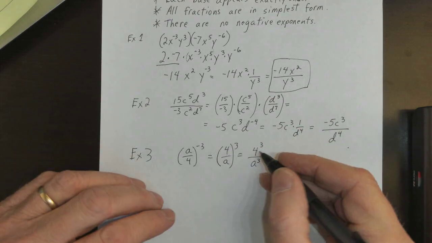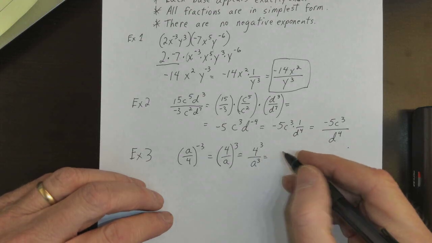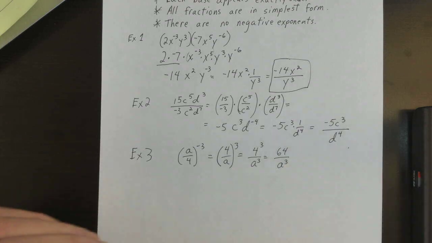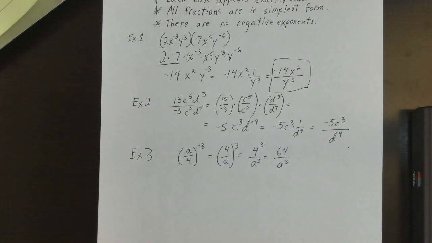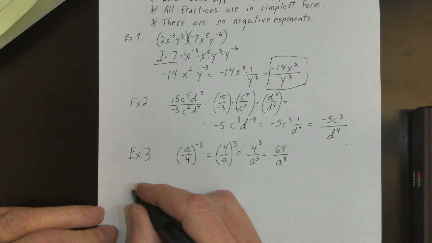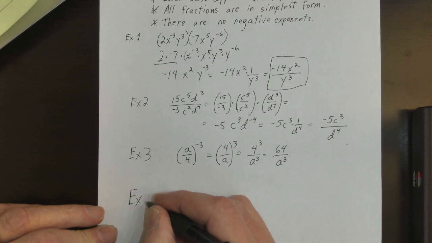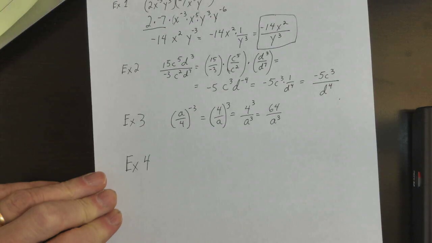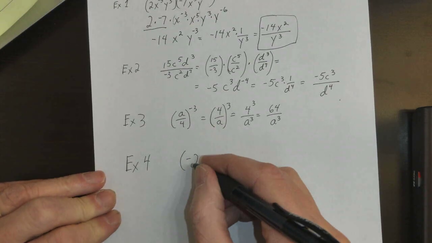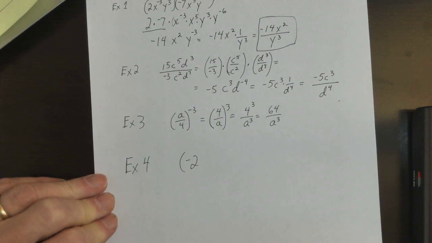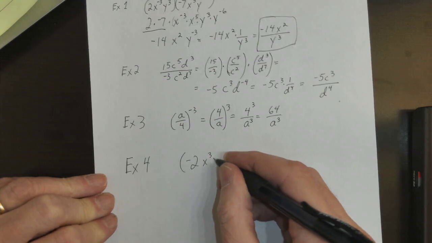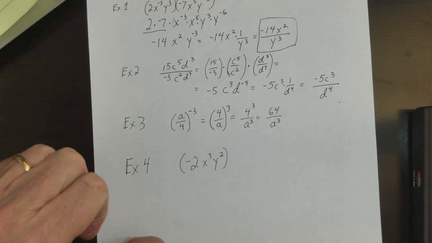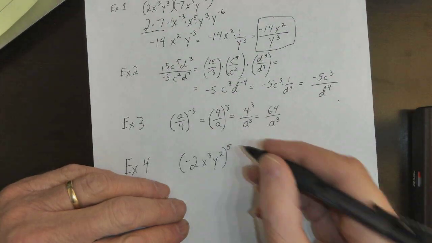And if we have a number, 4 times 4 is 16 times 4 is 64. So 64 over a to the third power. For example 3. And let's do an example 4. I'm going to take negative 2, x to the third, y to the second, and I'm going to raise that to the fifth power.